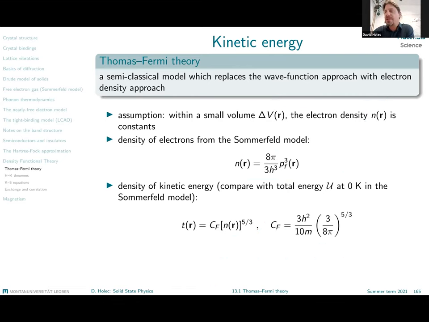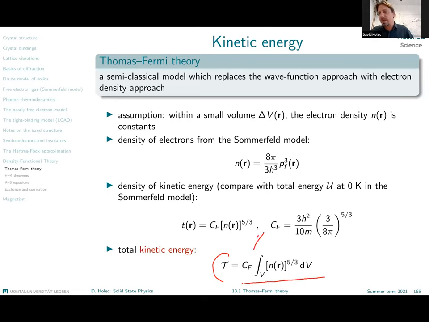What is missing now is to express the total kinetic energy of our system. Since we have free electrons, we have no interactions in here, so the total kinetic energy corresponds to the total energy of the system. So within the Sommerfeld model, we can express the total kinetic energy as simply the integral of the above formula, which was the kinetic energy density, over the whole simulation box, over the whole specimen volume. So we basically say that within our system, we approximate the total kinetic energy with the total energy of a non-interacting system at the Sommerfeld level.